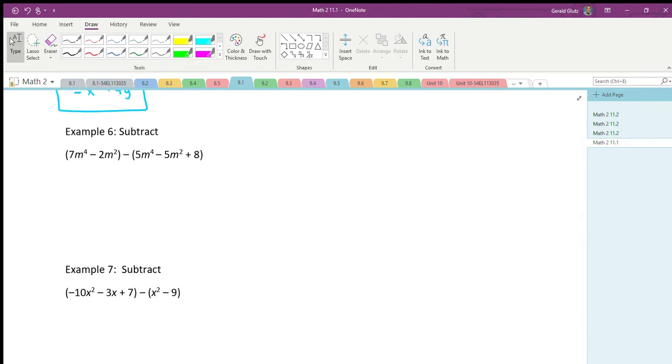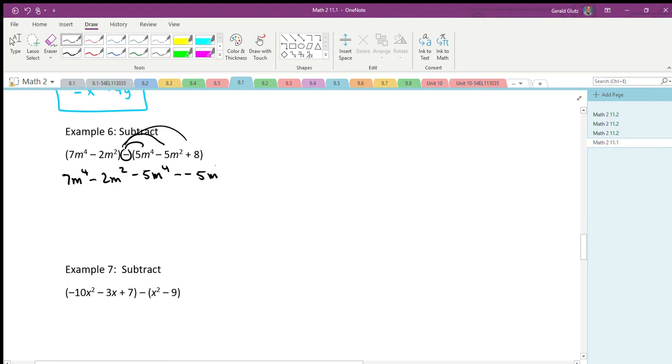Example 6. So again, we have a subtraction sign in between the sets of parentheses. So first thing I want to do is distribute that subtraction sign. So when we distribute, the parentheses go away. So 7m to the 4th minus 2m squared minus 5m to the 4th minus minus 5m squared. When we have two minuses in a row, it turns into a plus. And then minus 8.